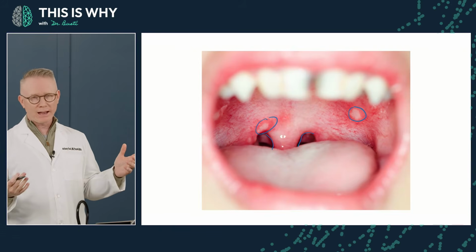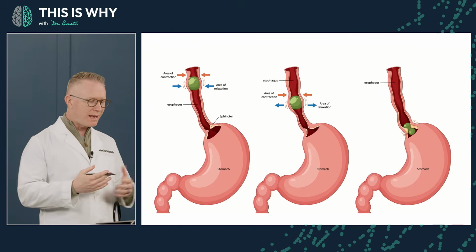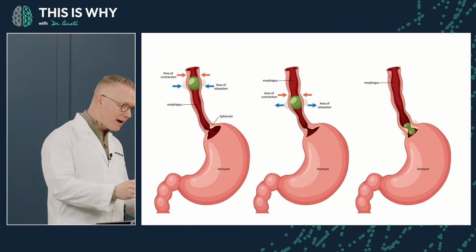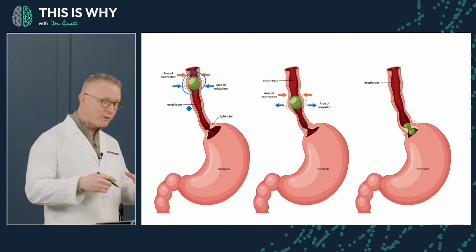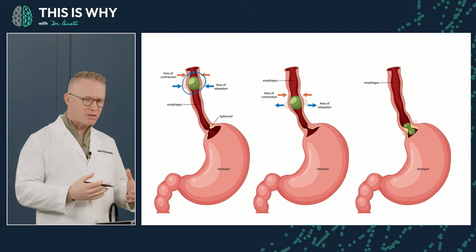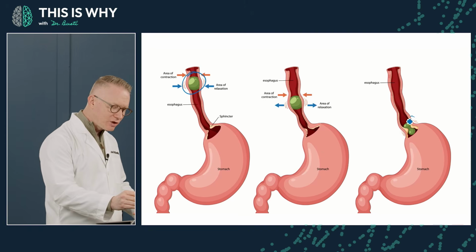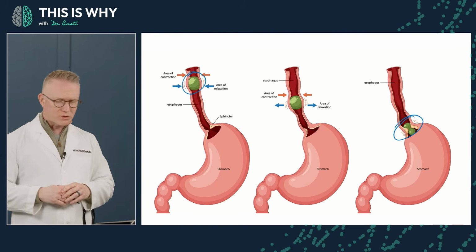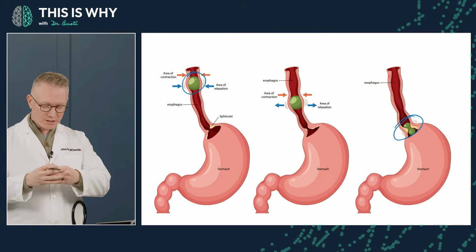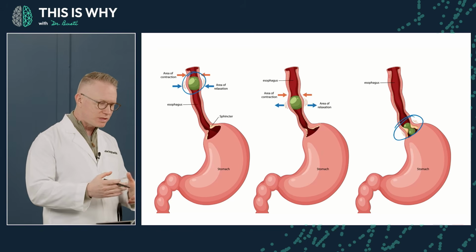GERD can make that lining very irritated and swollen. So this is an example of the anatomy here, okay? What you see on the far left is really this green circular thing, which is a food bolus under peristaltic movements traveling down the esophagus through a period of contraction and relaxation. As it gets close to the lower esophageal sphincter, the sphincter is supposed to relax. That lets it open so the food bolus can pass by and make it down into the stomach.